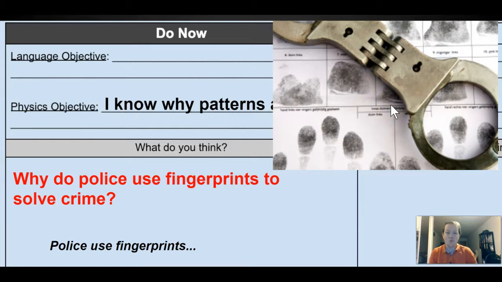If you see movies or TV shows, when they arrest somebody, they bring them to the police station, and they often have to give fingerprints. They go like this. Why do the police do that? Why are fingerprints important? This is a hypothesis. It's okay if you don't know. Make a guess. We're just practicing.